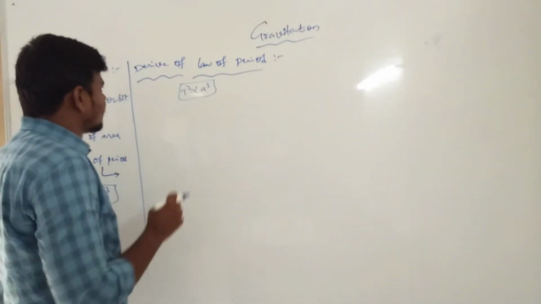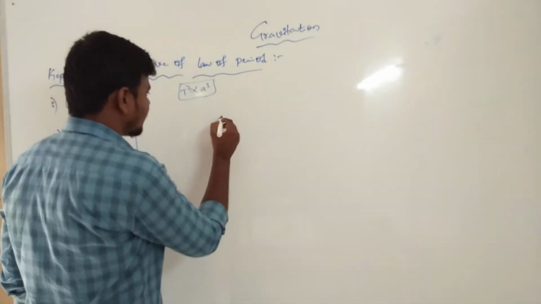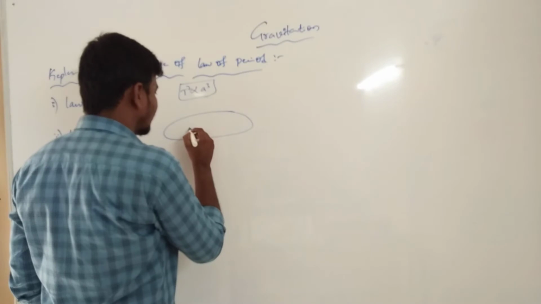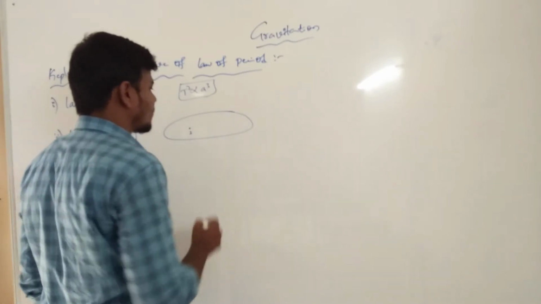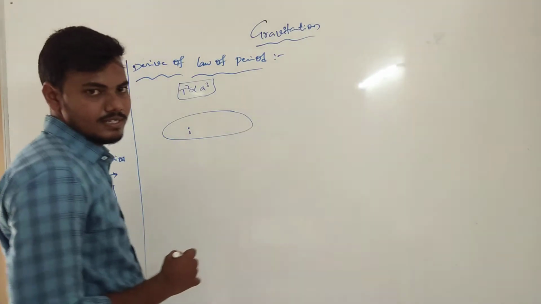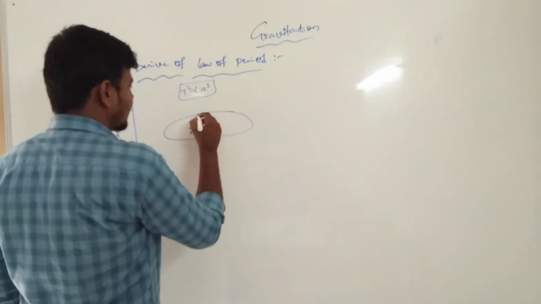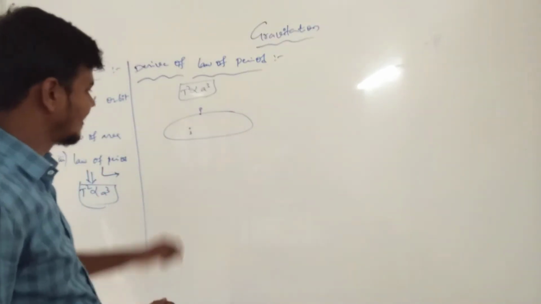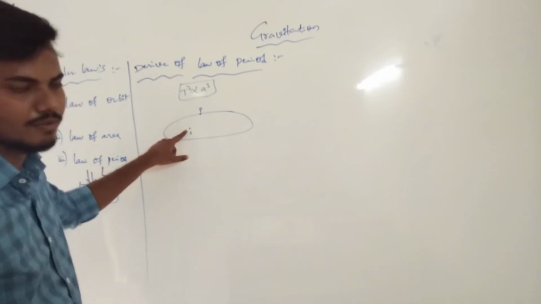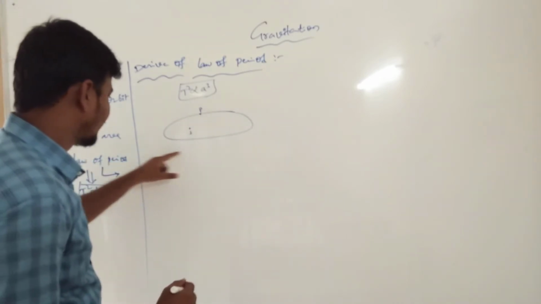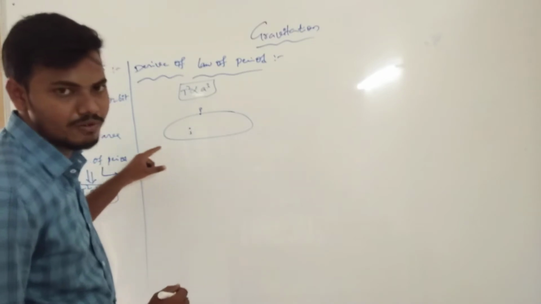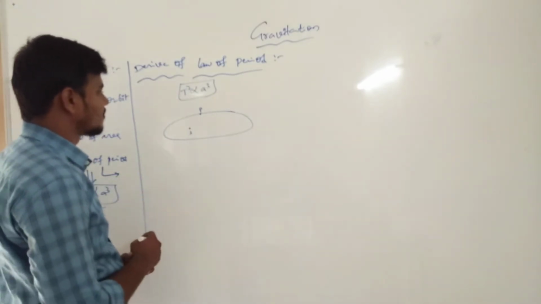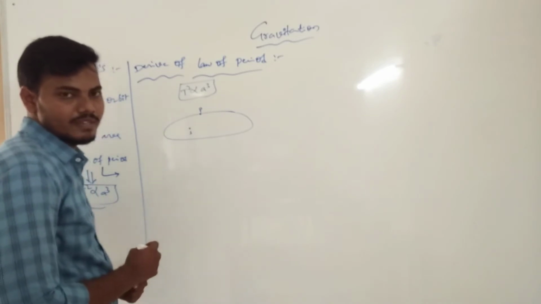For example, all planets are revolving in elliptical motion. The sun is situated here, this is the sun's position. Some planet is at position P, for example. The sun is the center. All planets are revolving in elliptical motion. This is the statement of this position.